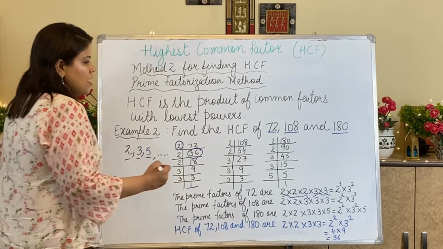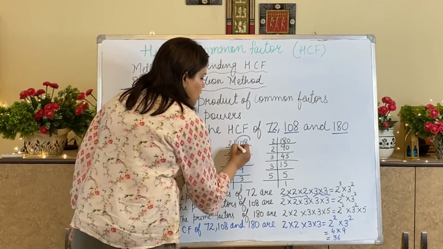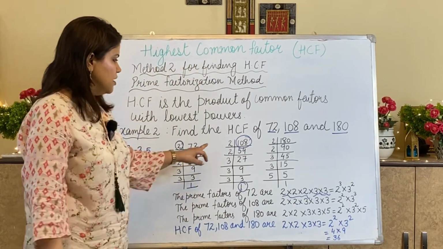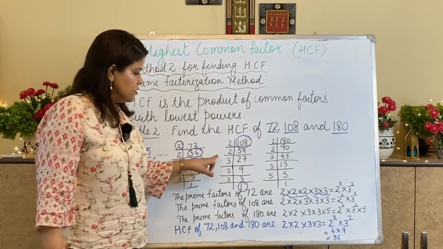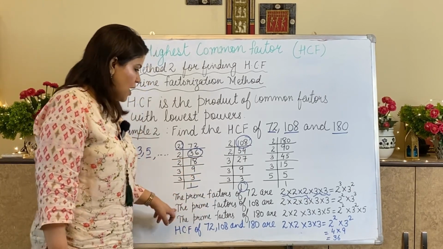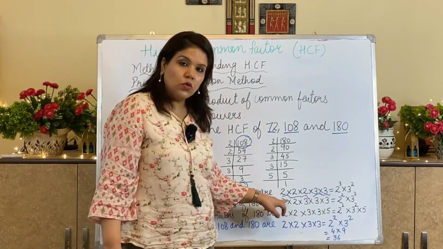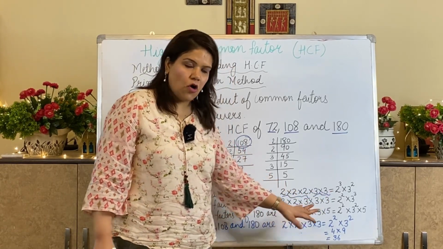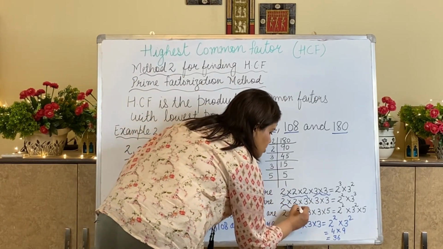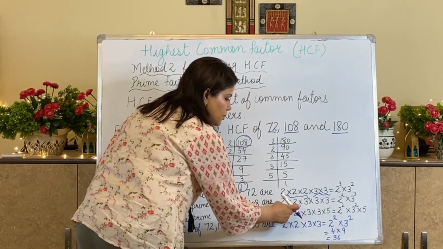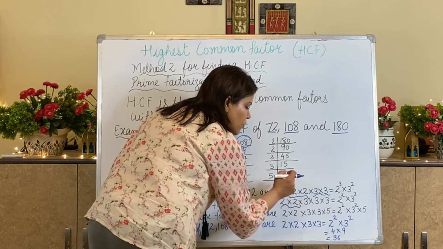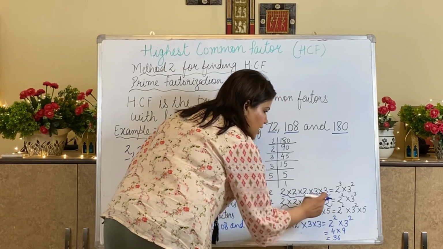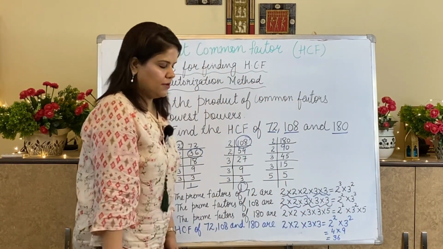The same way I will prime factorize 108 till I get 1. What are the factors here? 2 I am getting 2 times, 3 I am getting 3 times. So in the exponential form, this will become 2 raised to power 2. The number being multiplied is 2 and the number of times is also 2. 3 is getting multiplied 3 times, so 3 raised to power 3.